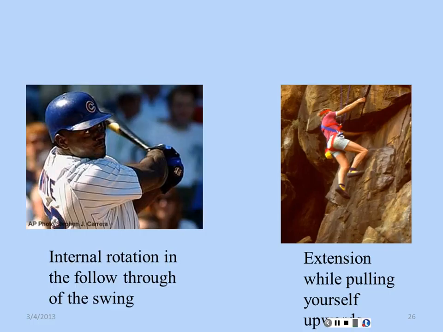Here are a couple other examples. This follow-through part of the swing is internal, the shoulder going into internal rotation. The rock climber. You'd think that a rock climber has to have really strong, just thinking about, okay, how is it that you stay glued to the rock? Well, how is it that you get up the rock? They have really strong shoulder extensor muscles.